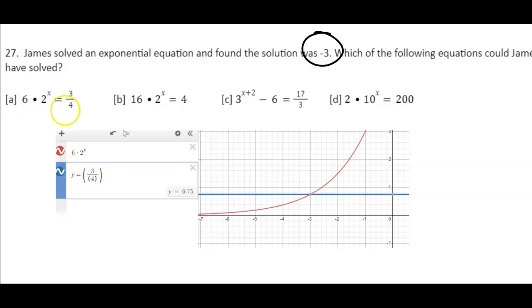So lucky for you, when you graph A, it does intersect at -3. This is where those two sides intersect. That has an x value of -3. So right away we can say that James solved the first option. You could have done the other ones as well, but you should see that they do not intersect at x equals -3.